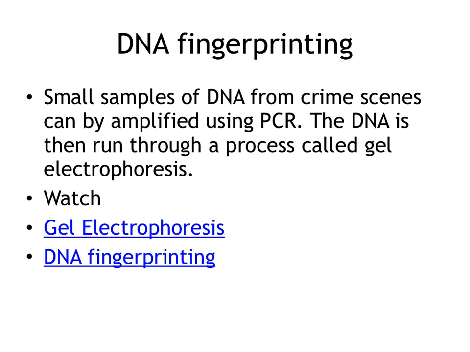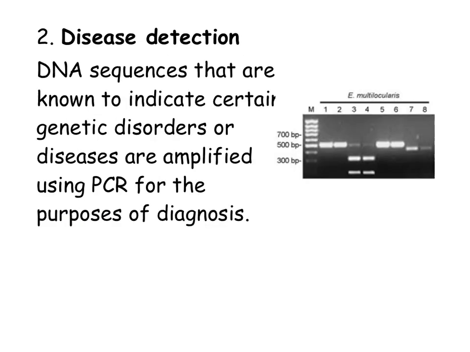I mentioned earlier that PCR can be used to amplify the DNA found at a crime scene, and then the DNA is run through a process called gel electrophoresis, and we'll learn about that later on in the course. And PCR can also be used to amplify DNA sequences that are known to indicate certain genetic disorders, and they can be used for the purpose of diagnosis.